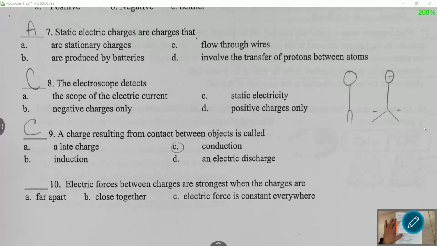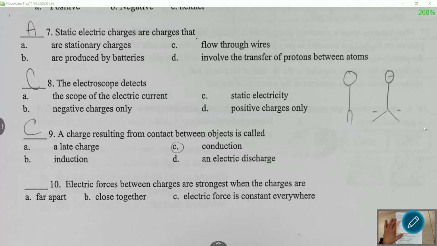Electric forces between charges are strongest when the charges are close together, further apart, or is the electric force constant everywhere? So think back to Coulomb's law, the demonstration, the little video, the simulation that you guys did. You can kind of think about it like magnets. Are magnets stronger when they're closer together or further apart? Closer together. It's similar with electric charge.